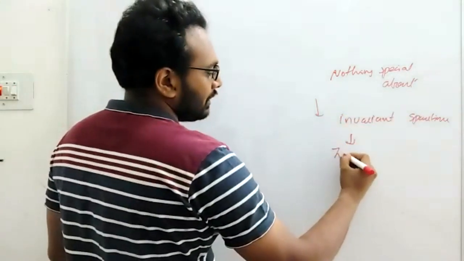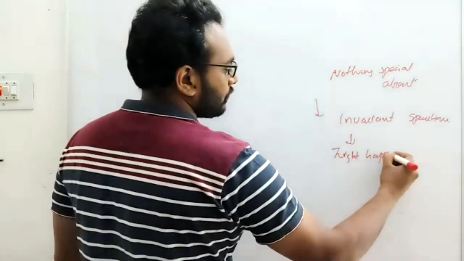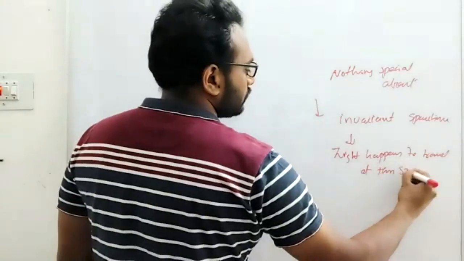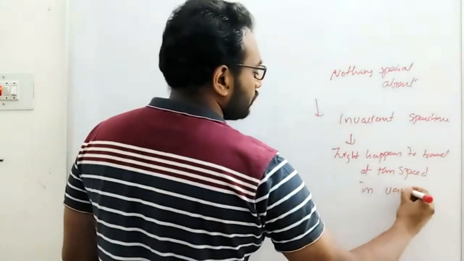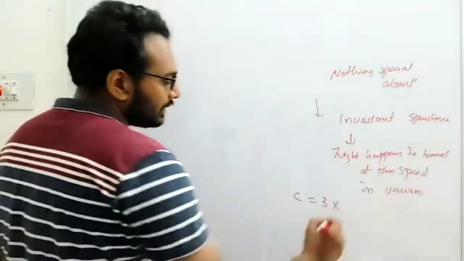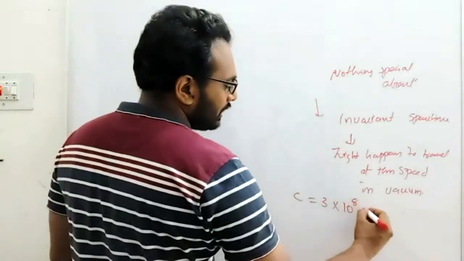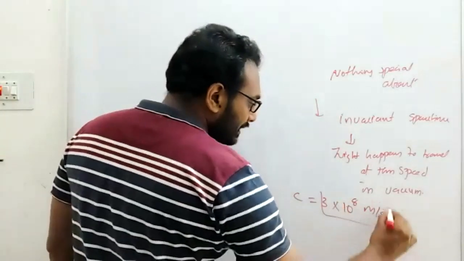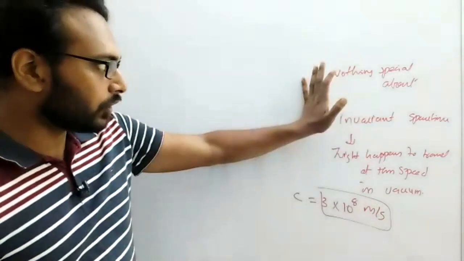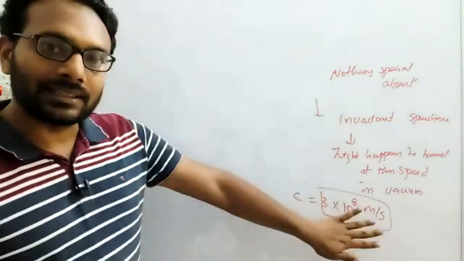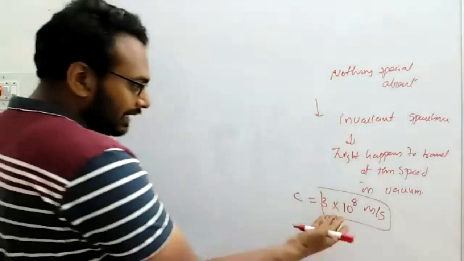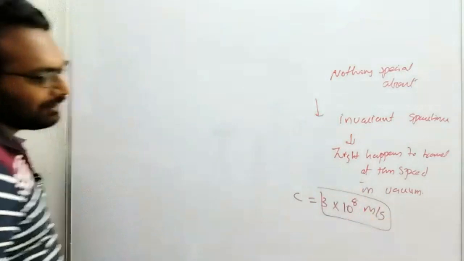Light happens to travel at this speed in vacuum. So this number C is important. In SI units, this would be about 3 into 10 raised to 8 meters per second. This number is important, not the fact that light is traveling. Now, if this was the geometry of space-time, even if light did not travel at this speed, we still would have special theory of relativity. That still would be correct. It's a lucky coincidence that light actually travels at this invariant speed.